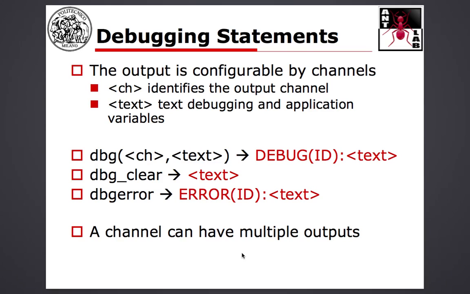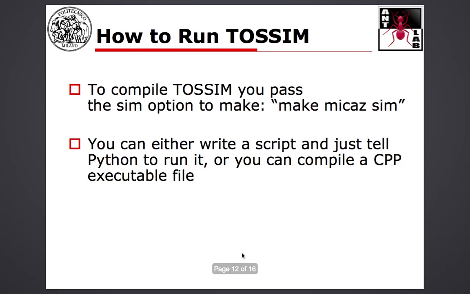Well, and then there are other instructions such as this one, which clears everything, and dbg error, which is similar to this one. It just outputs your text, but with an error before it. Okay. So you may decide to use this or this, depending on whether you just want to inform the debugger of something, or if you end up in a situation where an error occurs. Okay.